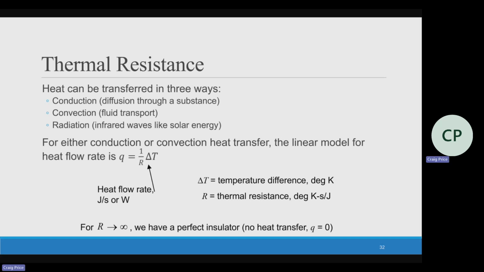So if I'm looking at average temperatures, the heat flow rate, Q, is equal to delta T, whatever that temperature difference is, divided by R. So if R is infinite, we're not going to have any heat flow. That's a really good insulator.